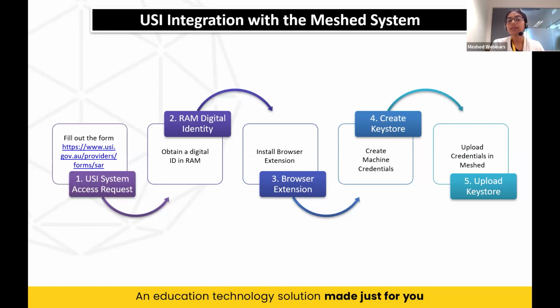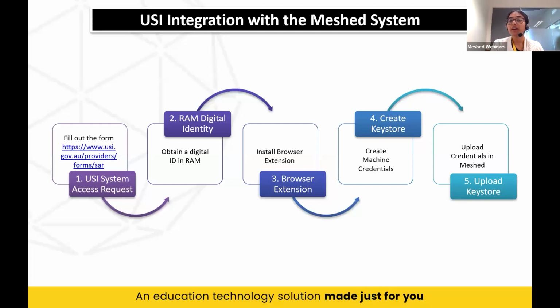The very first step is the USI system access request. Now, this is one of the steps which often gets overlooked. In this step, you need to fill out a form which is available using the link provided on the slide here. Once you fill out this form, you will get an email from the USI registry confirming your access. One thing to note here is this form allows you to not just access the USI registry, but also access the web service application of USI.